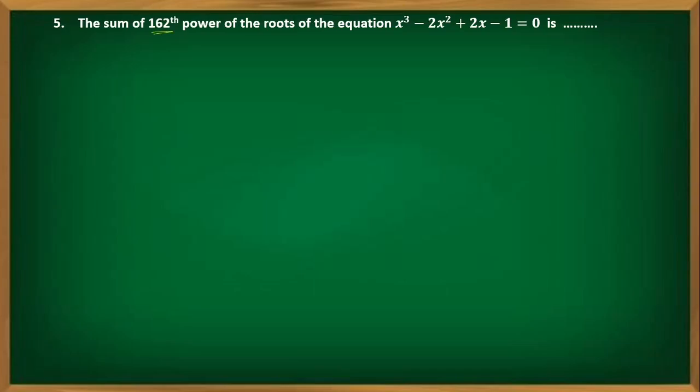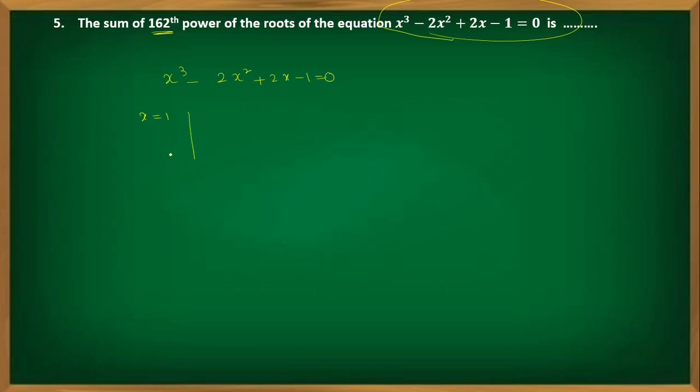Here we have to find the sum of the 162nd powers of the roots of this cubic polynomial. The cubic polynomial equation is x cube minus 2x square plus 2x minus 1 equal to 0. Every cubic polynomial has 3 roots, maybe real, maybe complex. Now by a simple observation, minus 2 plus 2, can you see that? Minus 1 plus 1, can you see that? So clearly x equal to 1 is a root of this cubic polynomial.